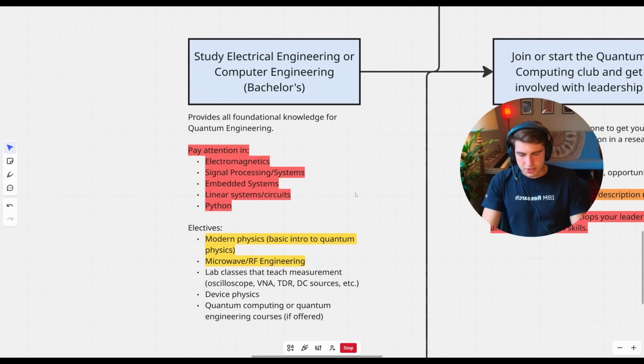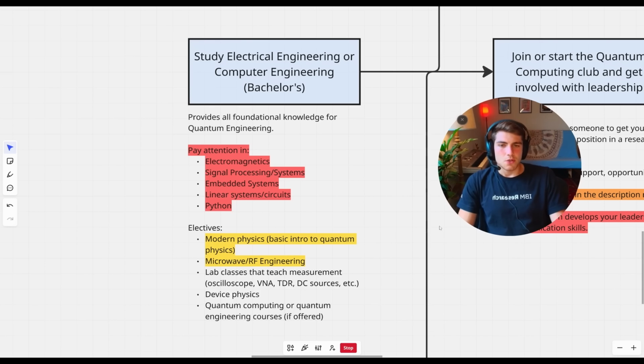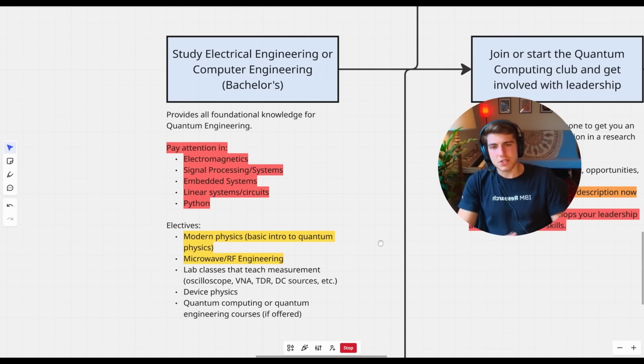This is the process that you can follow step by step. And if you follow step by step, you'll probably get a job in quantum engineering eventually. Okay. So the first part is you need to study electrical engineering. Just listen to me, study electrical engineering, or computer engineering if you really want to lean more towards the software side. Electrical engineering if you want to do more hardware stuff, computer engineering if you want to do more software stuff. So essentially, electrical engineering and computer engineering provide the foundational knowledge for quantum computing. Literally, it tells you pretty much everything.